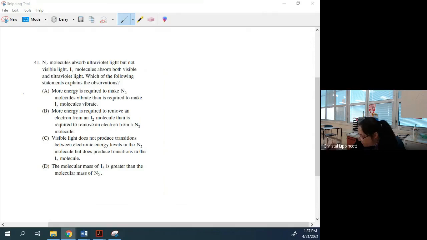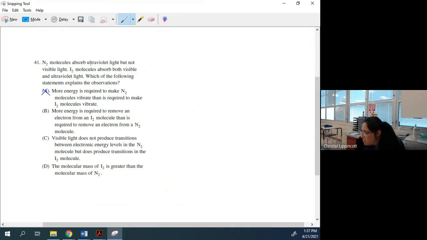And the C's have it. Good job. Okay, so yes. So A, more energy is required to make N2 vibrate than I. Nope, that's not going to be it. That's not going to explain why we're seeing one versus the other. Okay.